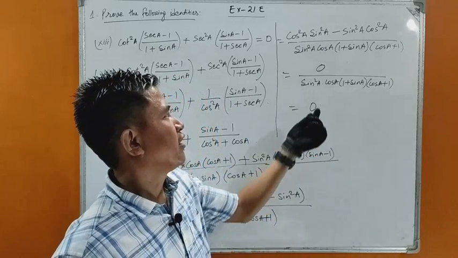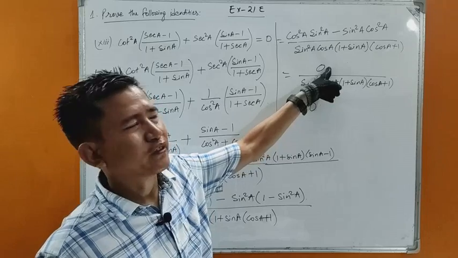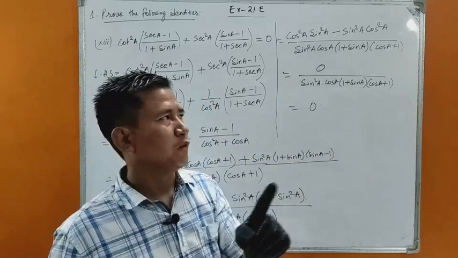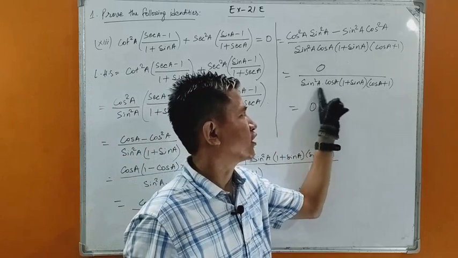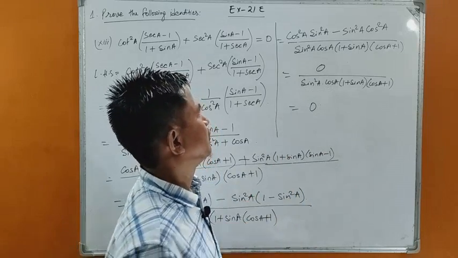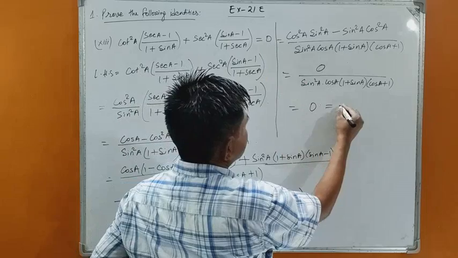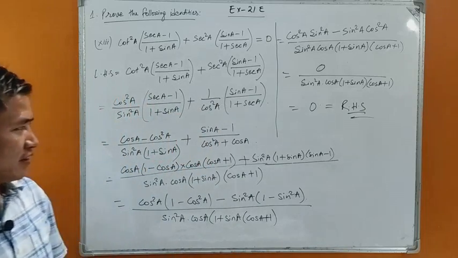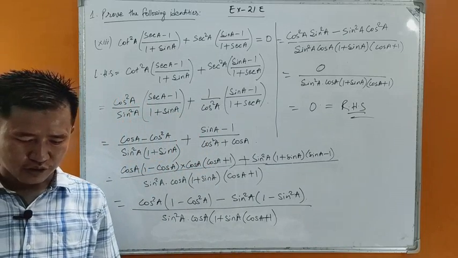But if the number in the numerator is 0, then whatever the number in the denominator, except 0, the whole thing becomes 0. So this is what we have in the right hand side, hence proved. I hope you got this. Now let us move on to the next question, question number 14.